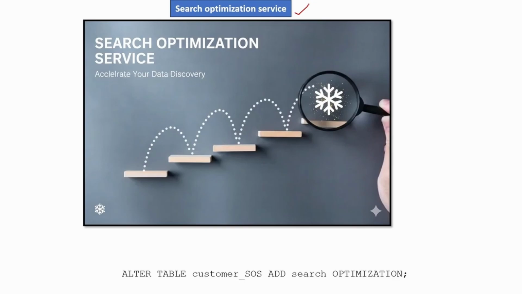This is the exact problem the search optimization service was built to solve. It's not a magic wand for everything, but for point lookups, it is really a blessing. You are just looking for a simple transaction ID in a bigger table. That's where you need the search optimization service.